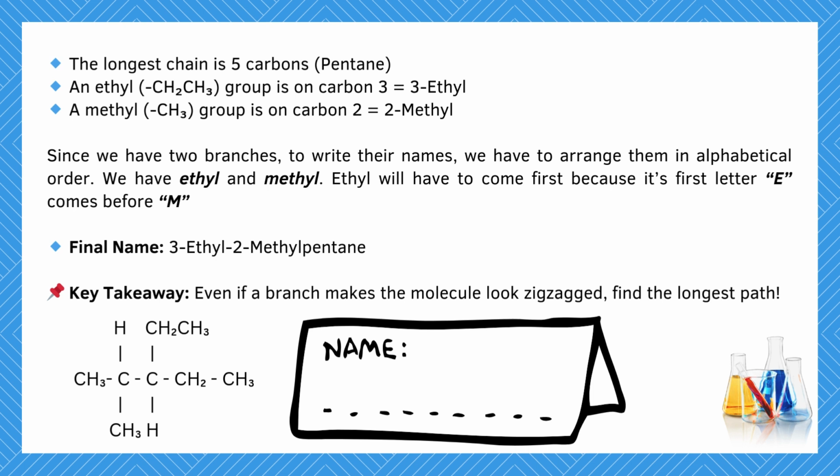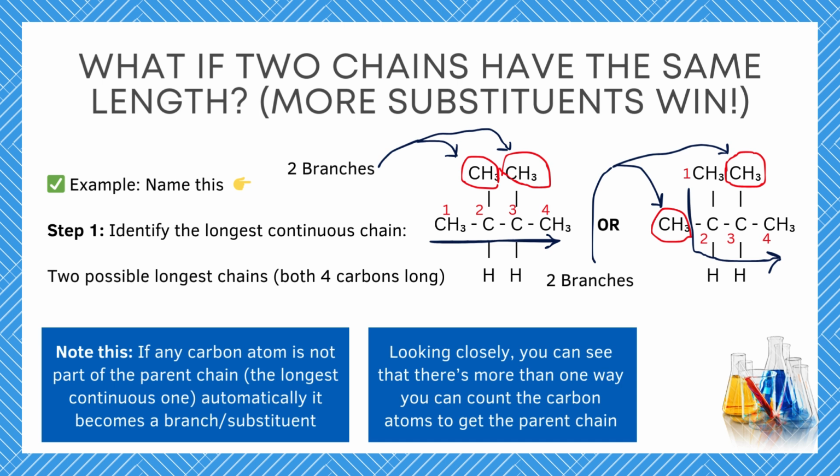3-ethyl-2-methylpentane. So the key takeaway for this example is, even if a branch makes the molecule look zigzagged, find the longest path. So that's it for today's video. But before we go, I'll give you one more bonus example. In a case where 2 chains have the same length, what do you do? Then the one with more substituents wins.